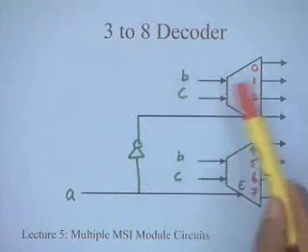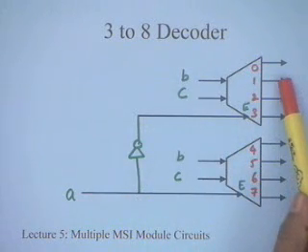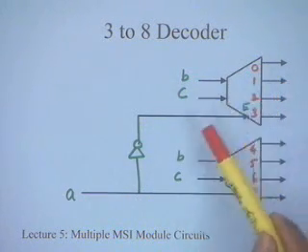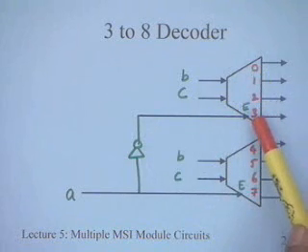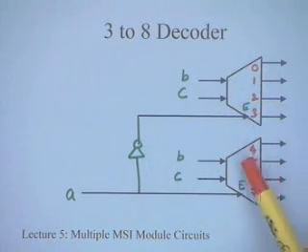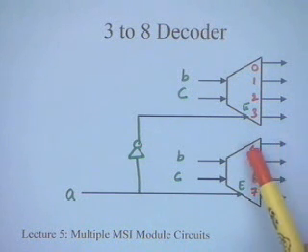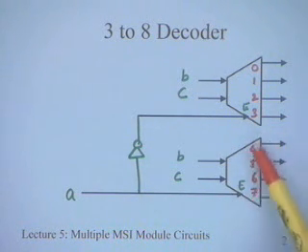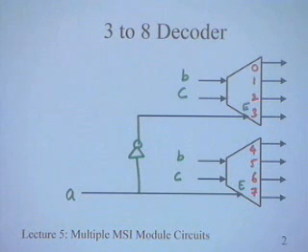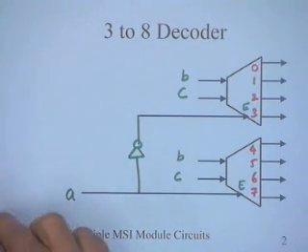For 0, 0, 1, this output will be active. Similarly, 0, 0, 0 through 0, 1, 1 correspond to this decoder. When A is 1, then the other decoder's outputs are going to be active, and 1, 0, 0 to 1, 1, 1 correspond to this decoder. So in this way, we can implement a 3 to 8 decoder.